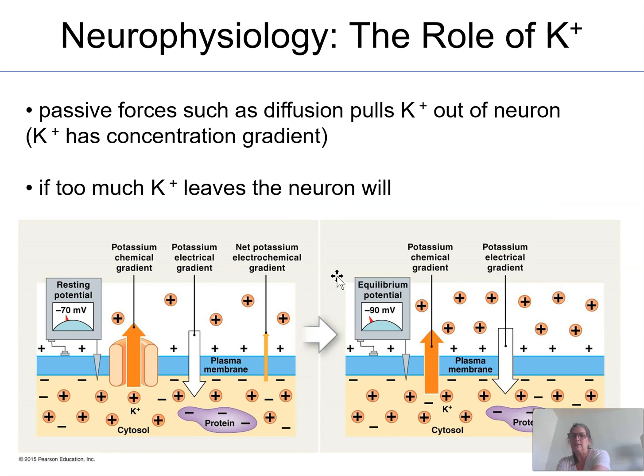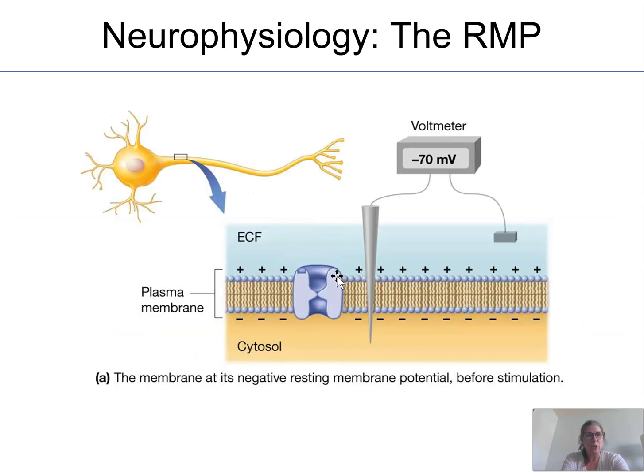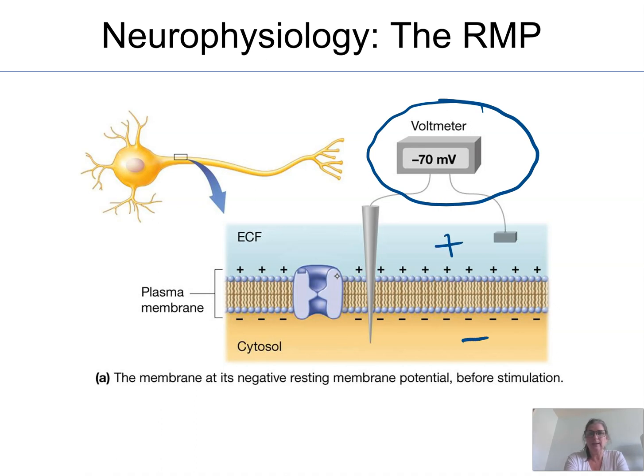So the inside of the cell membrane has a negative charge, and the outside, as I mentioned, has a positive charge, and we call this the RMP. Now, if we notice the charge for a neuron is minus 70 millivolts. So the inside is negative, the outside is positive, and the RMP for a neuron, I want you to know, is minus 70 millivolts.